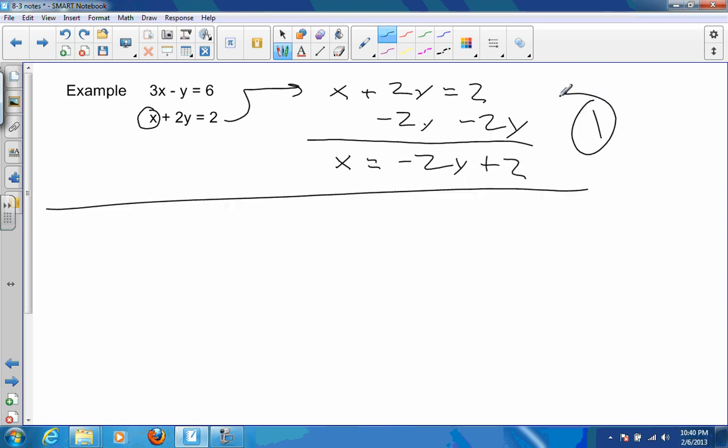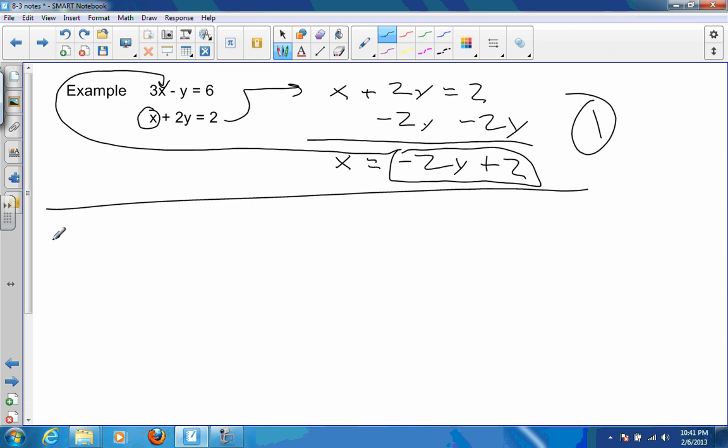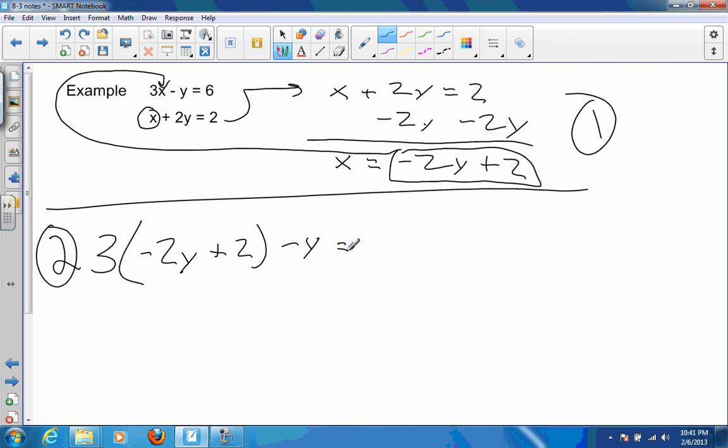Step 1 is finito. So if I know that x is equal to negative 2y plus 2, that means I'm going to plug it in to x in the other equation. So step 2 looks like this. 3 times, instead of x, now I'm going to write negative 2y plus 2 in parentheses. Negative 2y plus 2, close parentheses, finish writing out the rest of the equation. Minus y equals 6.